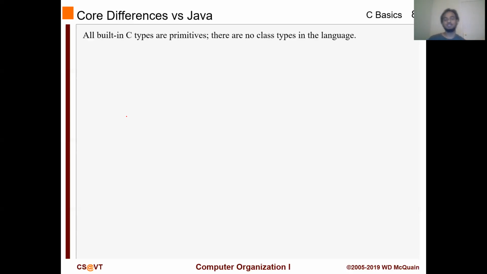So what are the differences with Java? All built-in C types are primitive. Okay, there are no classes in this language. With primitive, I mean like int, float, double, character. So anyway, these are the primitive types that exist in C.